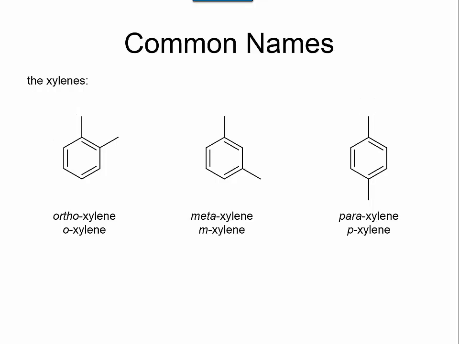The xylenes are dimethylbenzenes, and you'll notice here that a 1,2 substitution pattern is referred to as ortho, so I have ortho or O-xylene. A 1,3 substitution pattern is referred to as meta or M, so this would be meta-xylene. And a 1,4 substitution pattern is referred to as para or P-xylene.